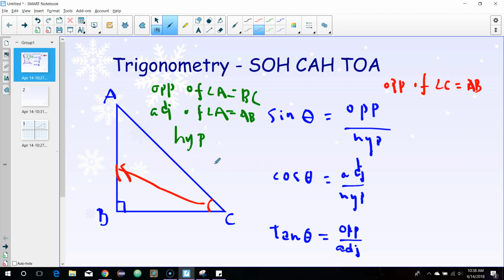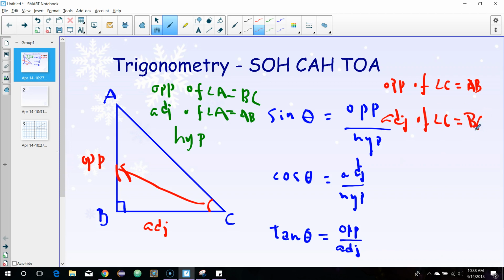Hypotenuse will never change. It doesn't matter which angle you're looking at. The longest side is still going to be the same. So hypotenuse will always stay with AC. So this is just the opposite of C. Because opposite is over here, hypotenuse over there, the final step is just going to be the adjacent. So adjacent of C is going to be BC.